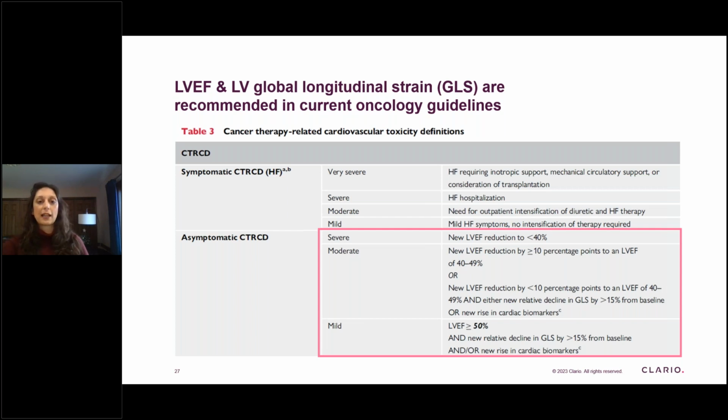This is an image from the guidelines showing the grading of cardiac dysfunction. The pink box that I'll draw your attention to is those that are using cardiovascular imaging. So you'll see both LVEF and GLS. You're looking at absolute thresholds, but importantly, you're also looking at changes from baseline over time. And again, this illustrates the importance of consistent, good quality imaging at both baseline and follow-up. There's a lot of variability in echo imaging, in all cardiovascular imaging.